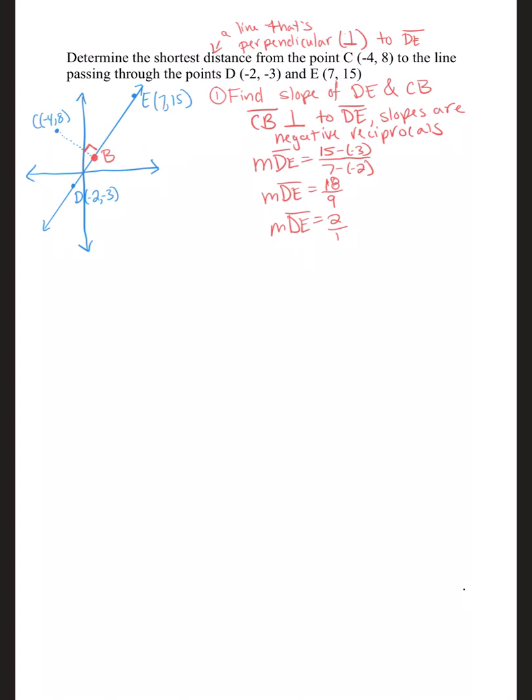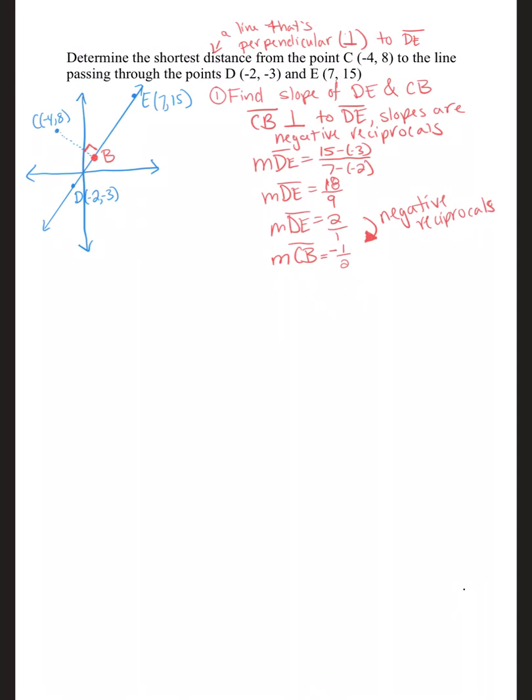Okay, so if the slope of DE is 2 over 1, then we should be able to see that the slope of CB is going to be a negative reciprocal of DE. So I'm going to take 2 over 1, I'm going to flip it, and I'm going to change the sign. So my slope of CB is going to be a negative 1/2.